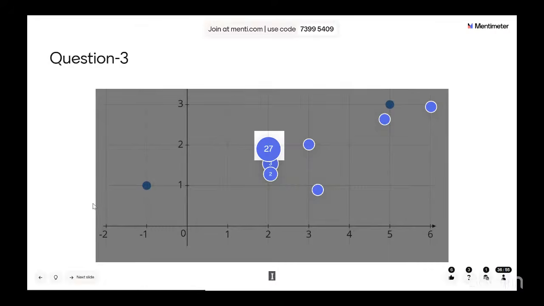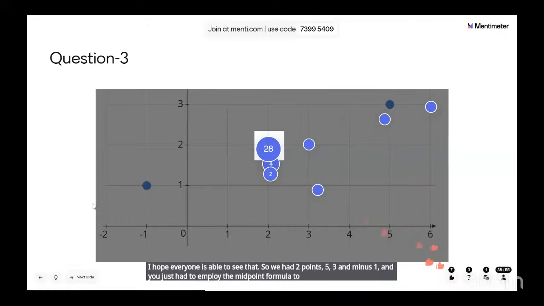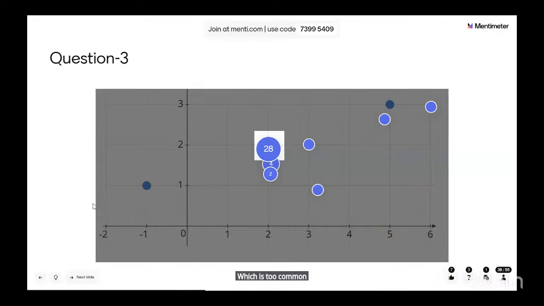I hope everyone is able to see that. So we had 2 points, 5, comma 3 and minus 1, comma 1. And you just had to employ the midpoint formula to get your answer, which is 2, comma 2 in this case.